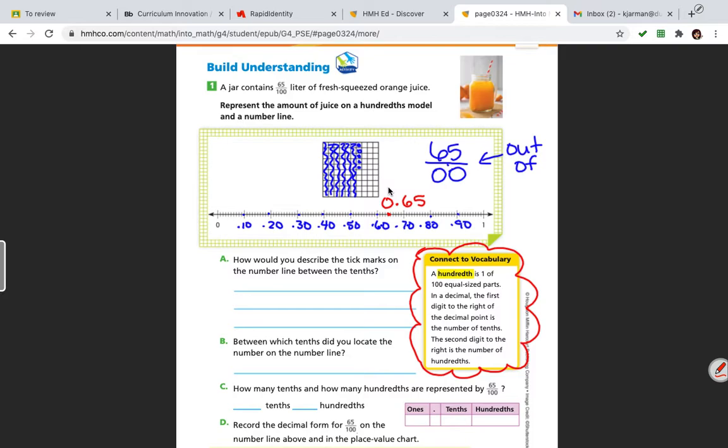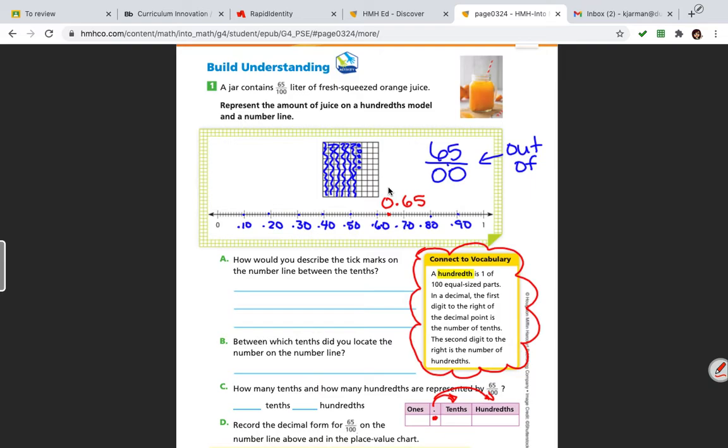So a hundredth is one of 100 equal-sized parts. In a decimal, the first digit to the right of the decimal is the tenths place. The second digit to the right of the decimal is the hundredths place. We know if it's on the right-hand side of the decimal, it is not a whole number, it is a fraction.